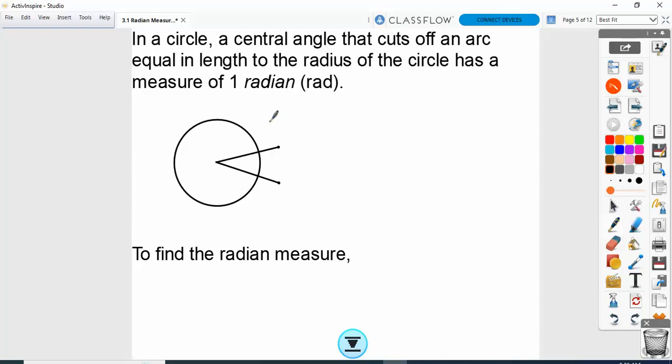Okay, so in a circle, if I found an angle that cut off an arc, so an arc is talking about the outside of the circle, where that length of the arc and the length of the radius are the same, that is the definition of a radian. So a radian is the size of the angle needed so that the radius equals the arc length. So when I'm talking about 1 radian, that's the angle where the radius is equal to arc length, which we denote with S.